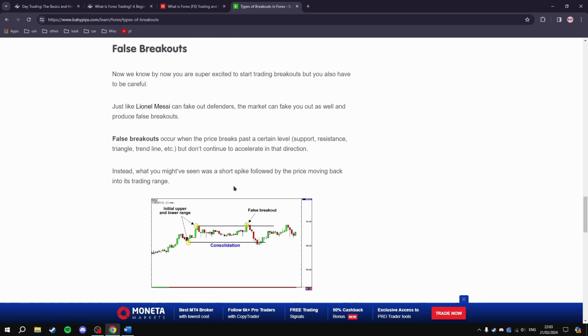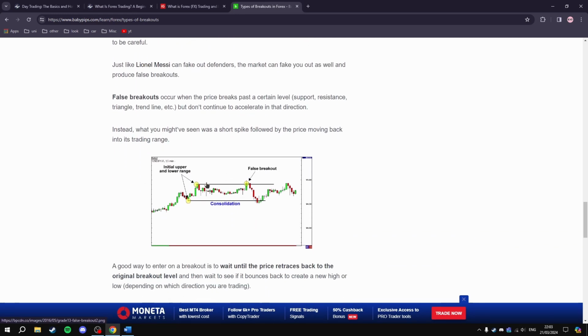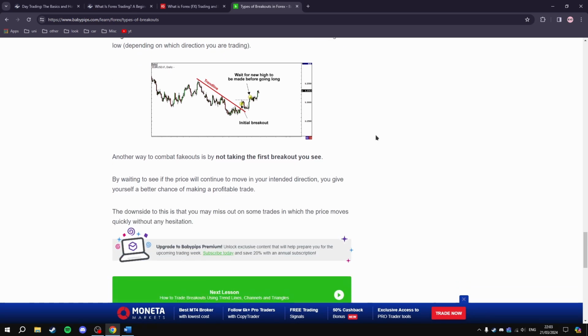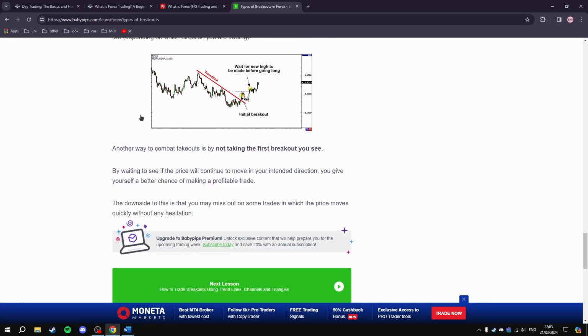And then we also learned about the false breakouts, so what they are, and how to trade them. How to enter on a breakout: wait until the price retraces back to the original breakout level, and then wait to see if it bounces back to create a new high or low. And also, not taking the first breakout you see. Wait until the price continues to move in the intended direction, and then take the trading opportunity then.